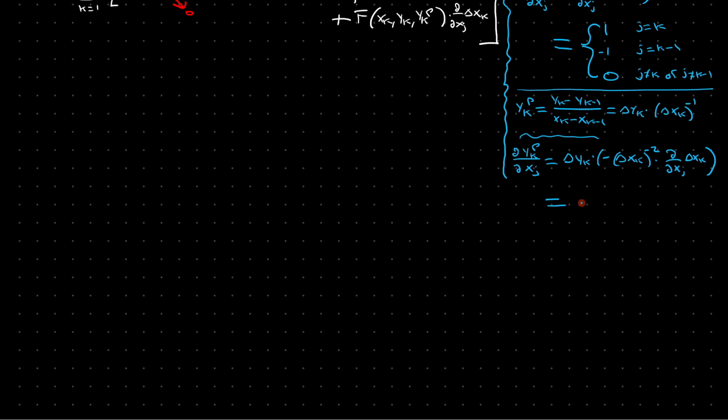And this is very neat. It means that this is going to be negative delta yk over delta xk squared times the derivative of delta xk with respect to xj, which we already have from before. We figured that this is exactly this piecewise function right here.